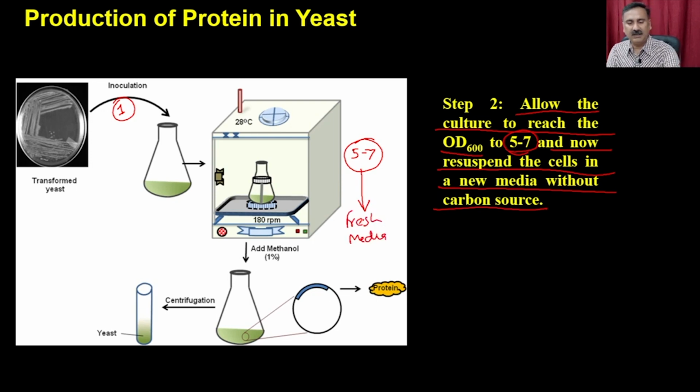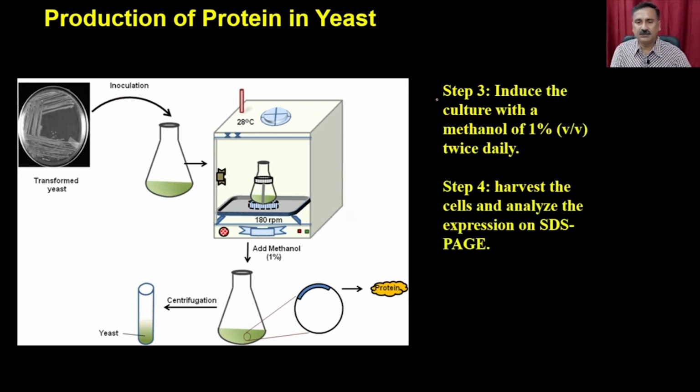And then in step 3, you are going to induce the culture with 1% methanol twice daily. You have to be very careful at this stage, because methanol is very toxic, so you might have to do a calibration curve before you induce the cells with the 1% methanol. So you can induce the cells with 1% methanol, volume by volume, twice daily.